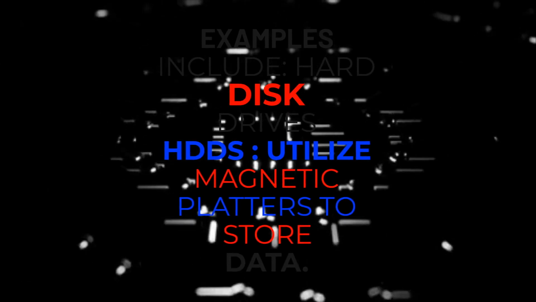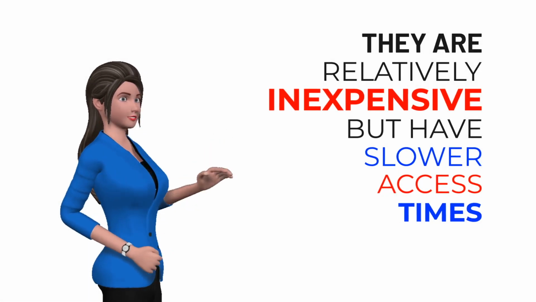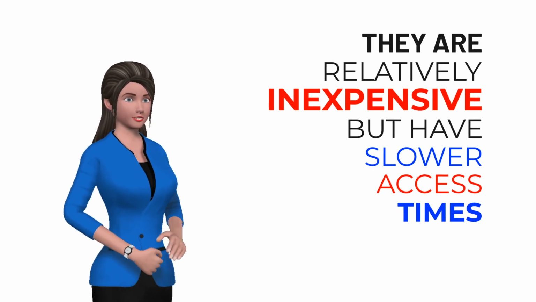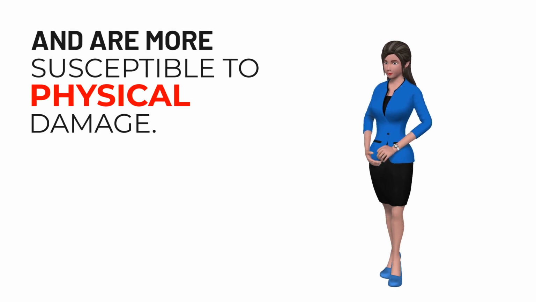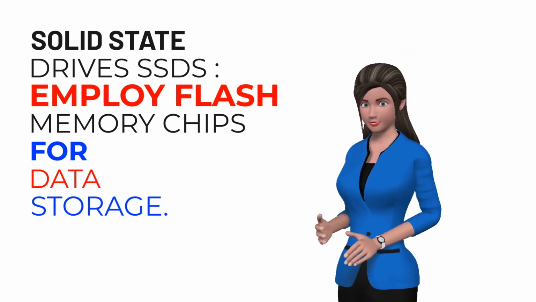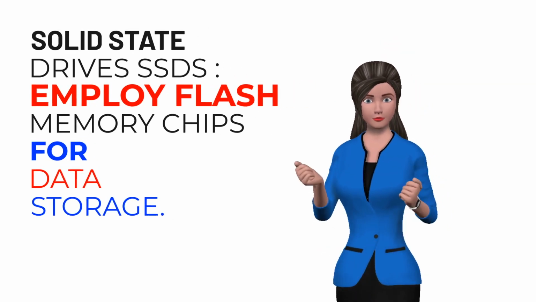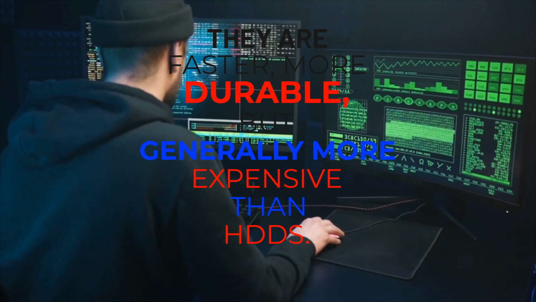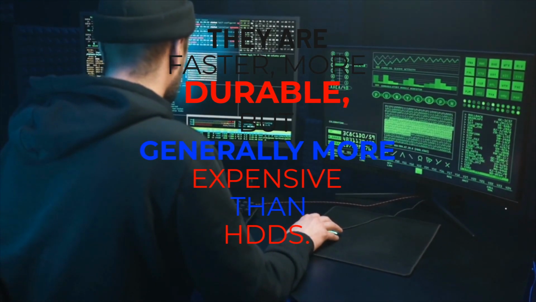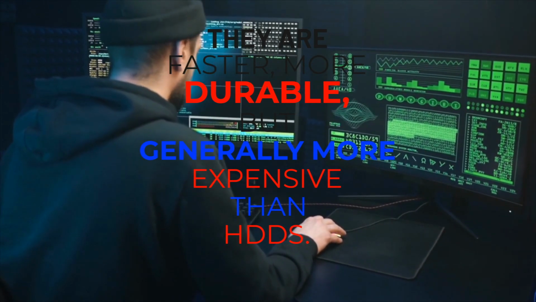Examples include hard disk drives. HDDs utilize magnetic platters to store data. They are relatively inexpensive but have slower access times and are more susceptible to physical damage. Solid-state drives, SSDs, employ flash memory chips for data storage. They are faster, more durable, but generally more expensive than HDDs.